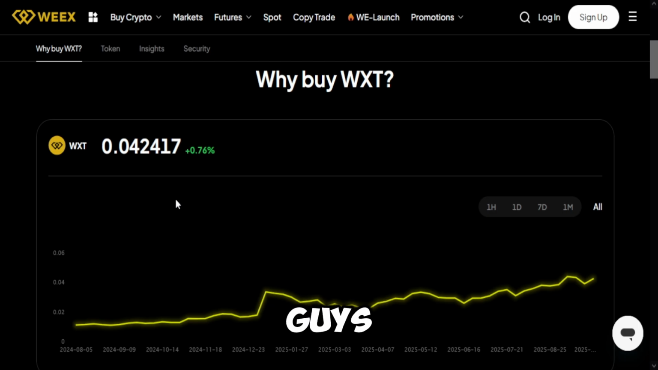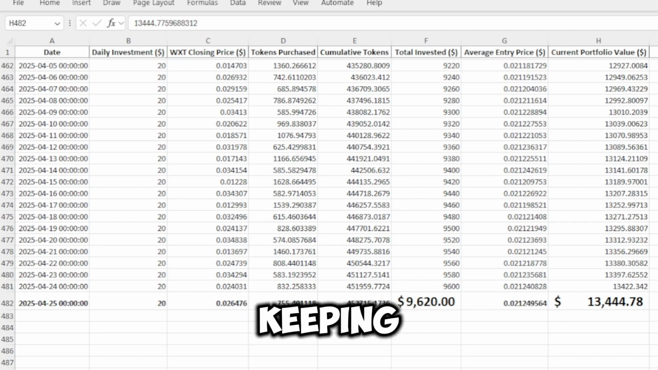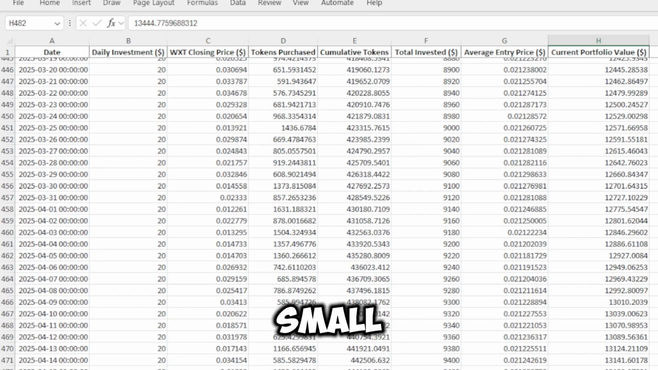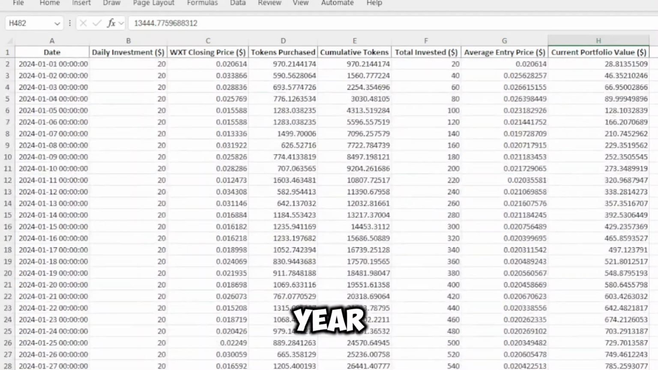But here is the thing, guys. You don't need to buy all of the tokens in one day. You can apply the same strategy that we used to build $9,000 to over $20,000 and still make money in this space. Let me show you in a moment. If I go to my spreadsheet, this has been keeping records of doing dollar cost averaging, buying small amounts of the Wix token every day for over 1 year.